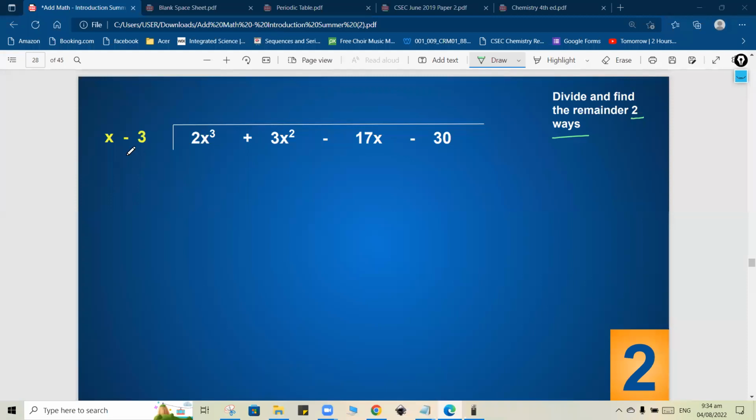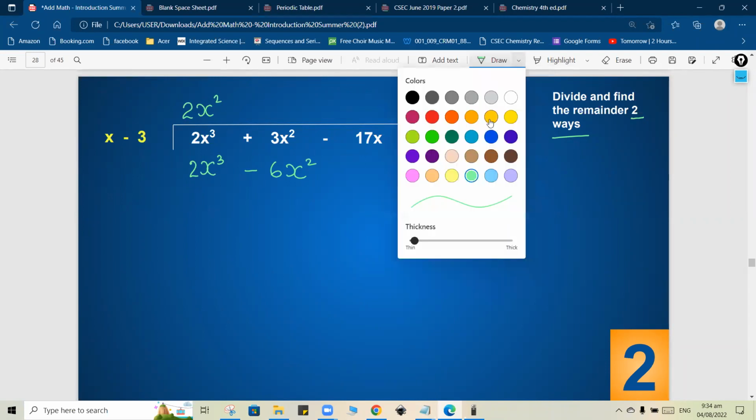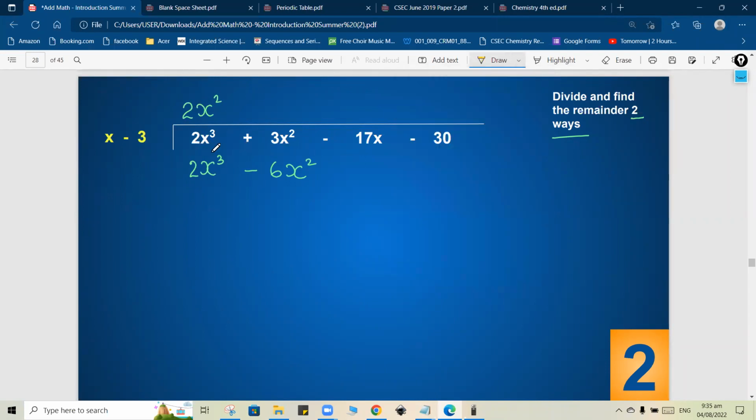So you're dividing the 2x cubed by x. You will get 2x squared. Take the 2x squared multiplied by both of them. So 2x squared by x is 2x cubed. 2x squared by minus 3 is minus 6x squared. I have to be super careful with these signs. Now, we have to minus these 4 items here. Put one minus sign in between two of them and also put one minus sign there. So that way your brain doesn't forget.